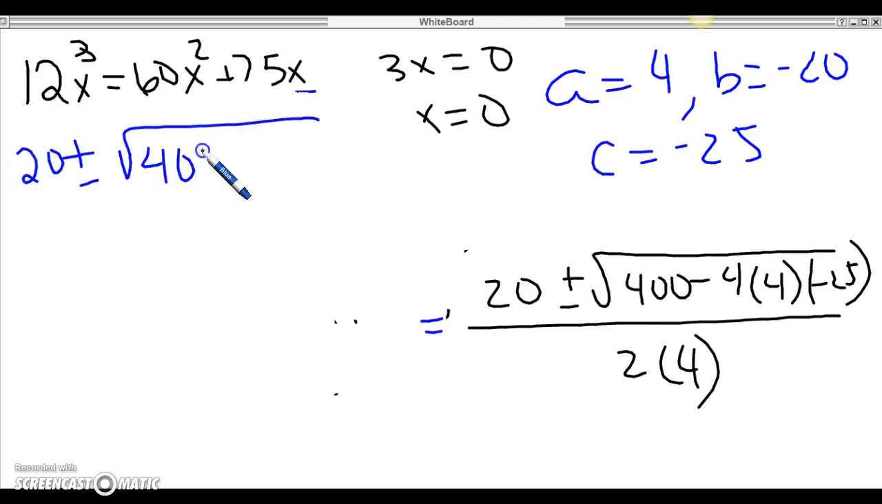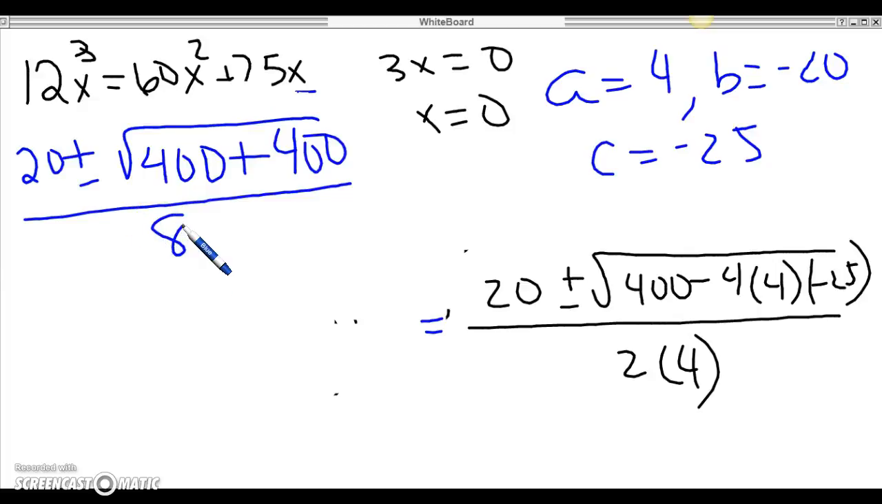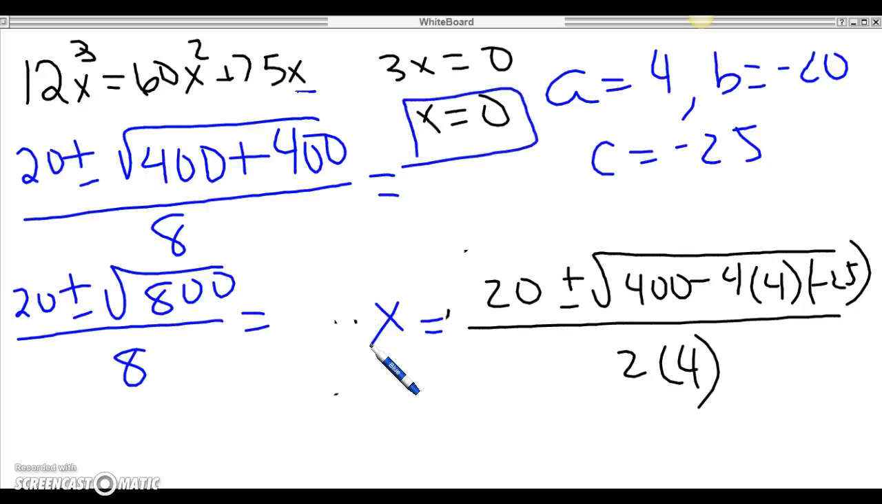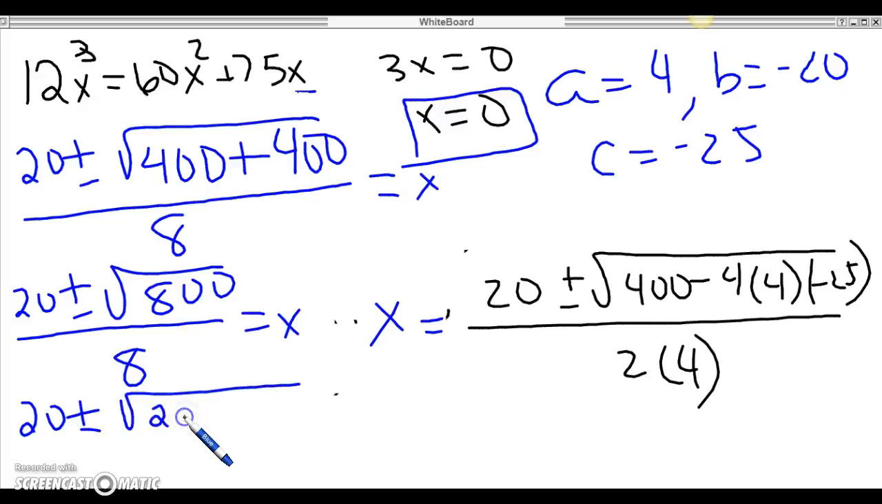of 400 plus, when I multiply all this, I get a positive 400 all over 8. And so I get 20 plus or minus the square root of 800 all over 8. And this is all equal to x. This is all I'm solving for x now. So I can take the square root of this 800, and I'm going to do it like this. So I have plus or minus the square root of, I know that I have a 2 times a 4 times 100 divided by 8.